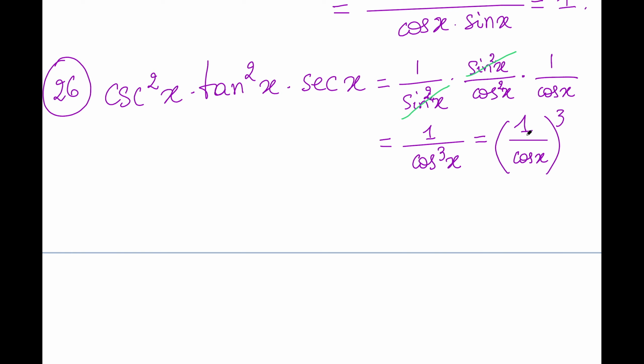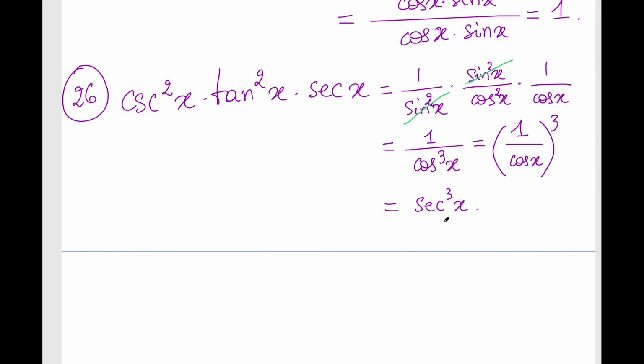Check it backwards. The cube of a quotient is the cube of the numerator, which is 1 cubed, so 1, divided by the cube of the denominator, which is this. So they are the same. And what's 1 over cosine again? It's secant, right? So this is secant cube then. And secant of x cubed is the same as secant cube of x, right?